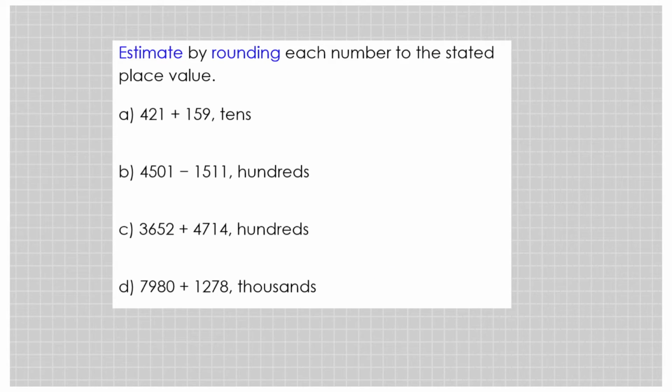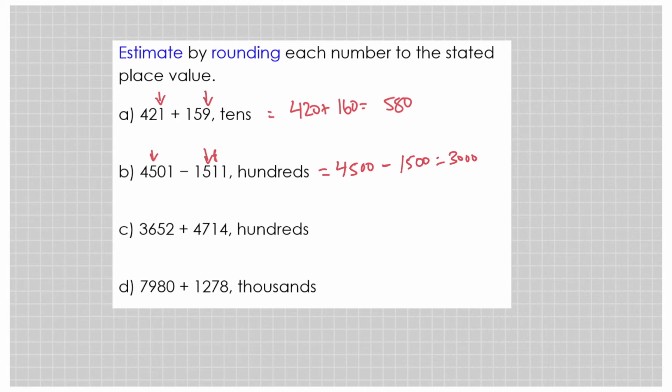So estimate by rounding. It says here to round it to the nearest 10. So when you're rounding to the nearest tens, the ones digit tells us what to do. So the first would round to 420. The second would round to 160. And if you add them together, you get 580. This one here, nearest hundreds. So there it is. So it would be 4,500. Sorry, right here. Subtract by 1,500 equals 3,000.